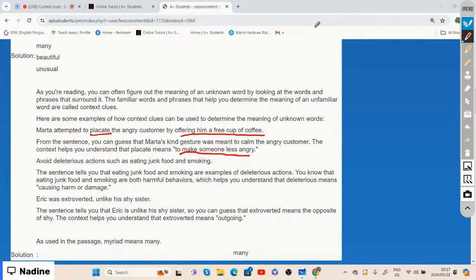Deleterious means causing harm or damage. Which means that within the context of a specific sentence, we are able to find out the meaning of that word. So, as much as these words seem big, right? Deleterious and placate, right? But those specific words within the sentence, that is why we call it the context, the clues within that sentence will then tell us what that specific word would mean.